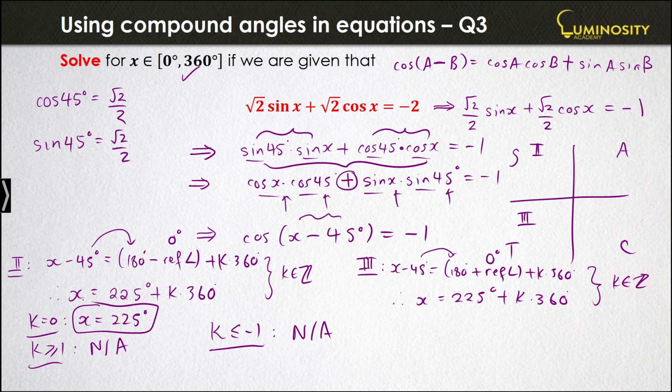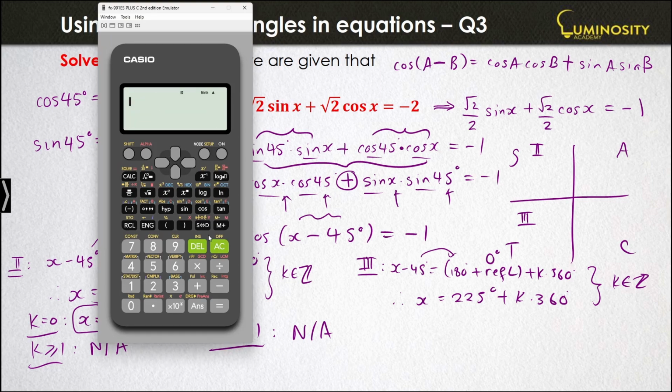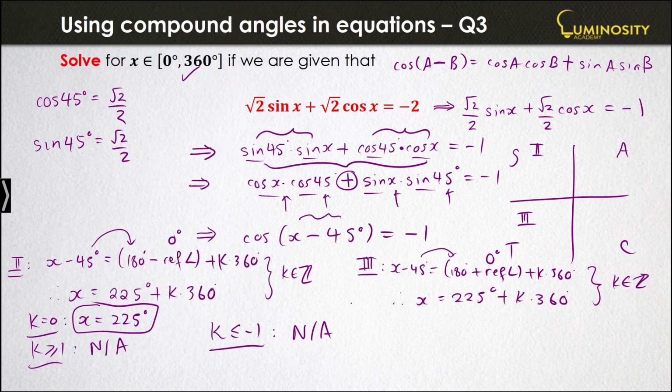Again, we can double check this. I'm going to put into the very original equation root 2 times sine of 225 degrees plus root 2 times cos of 225 degrees, and we get negative 2. That's how you can double check that your solution is correct.